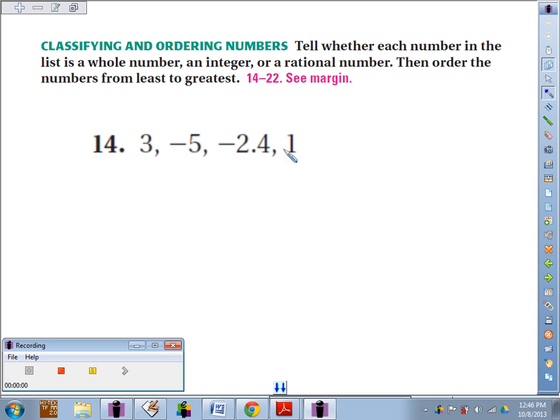Learning targets 2 and 3 ask us to classify real numbers as whole numbers, integers, or rational numbers. Then we're supposed to also list them in order from least to greatest. We'll do that in the next learning target though. Let's start by making a table of values.